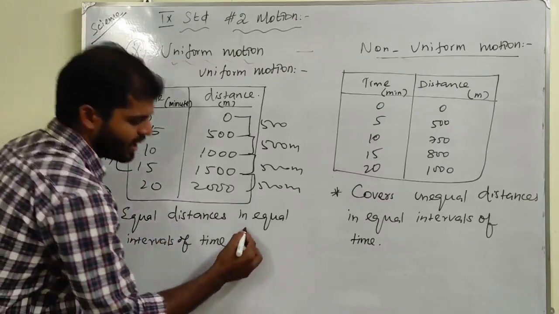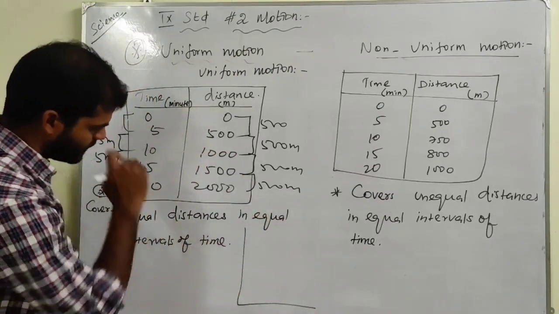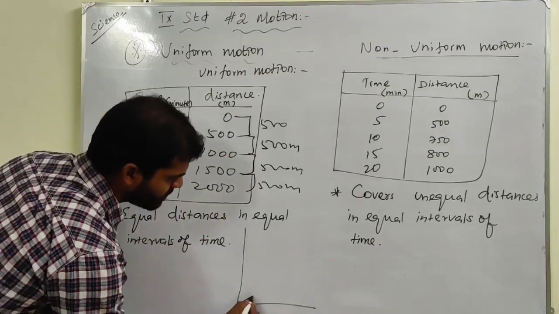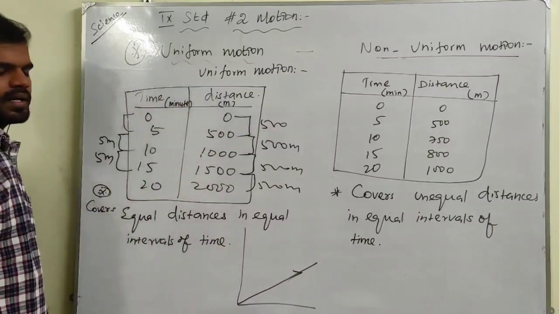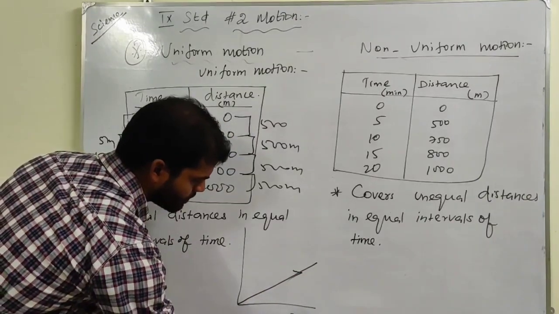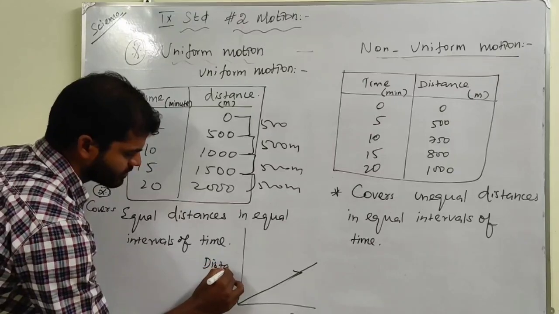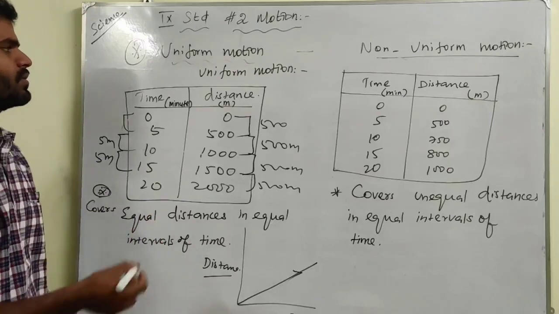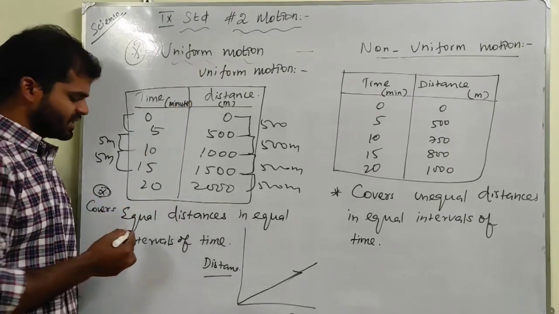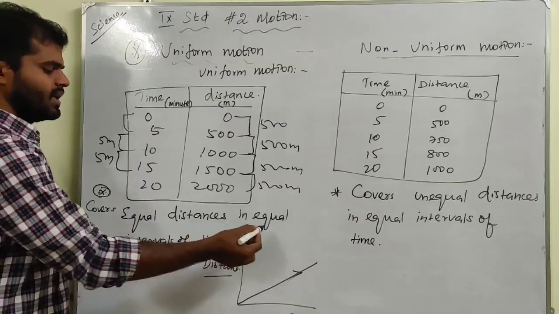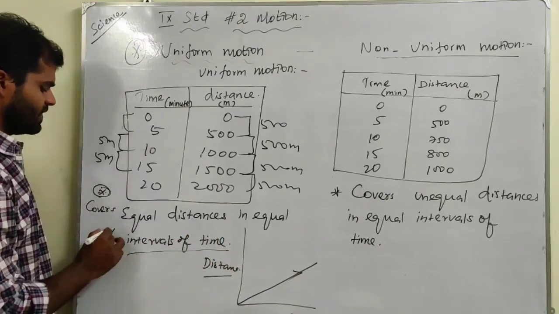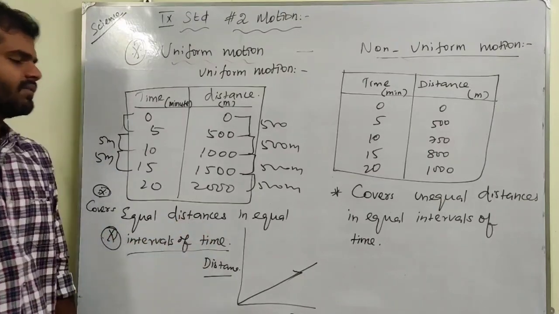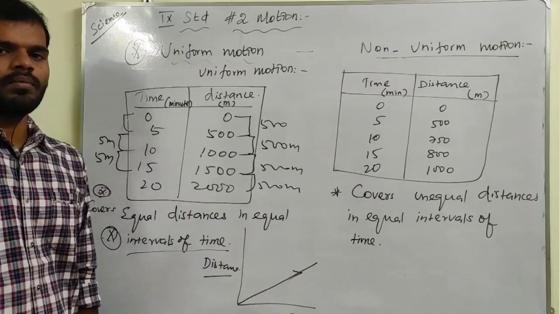So when you draw a graph between time and distance, the graph will go in a straight line, right? For example, this is time, this is distance. If you plot the graph, it will go in a straight line. That is simple. So for uniform motion, what you have to remember is equal distance in equal interval of time. It's a very important 2 mark question. Anything that covers equal distance in equal interval of time is called uniform motion.